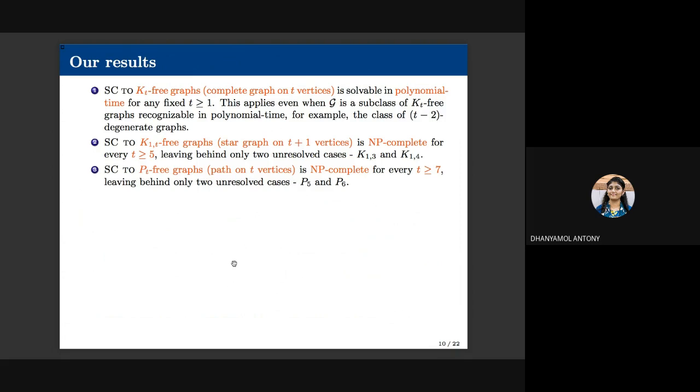Next, we proved that SC to P_t free graphs is NP complete for every t greater than or equal to 7, leaving behind only 2 unresolved cases, P5 and P6.